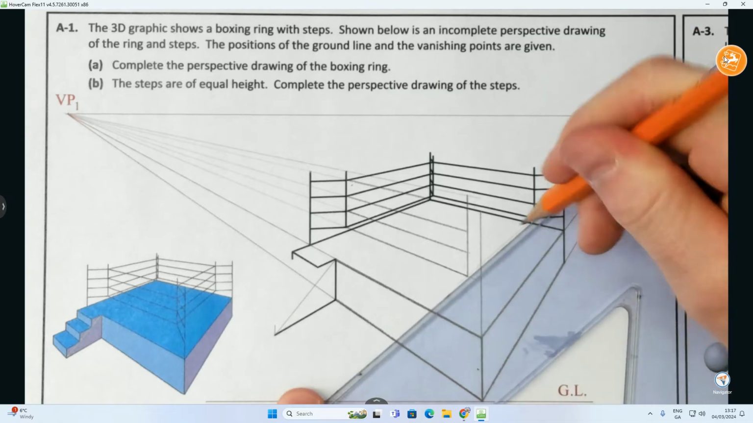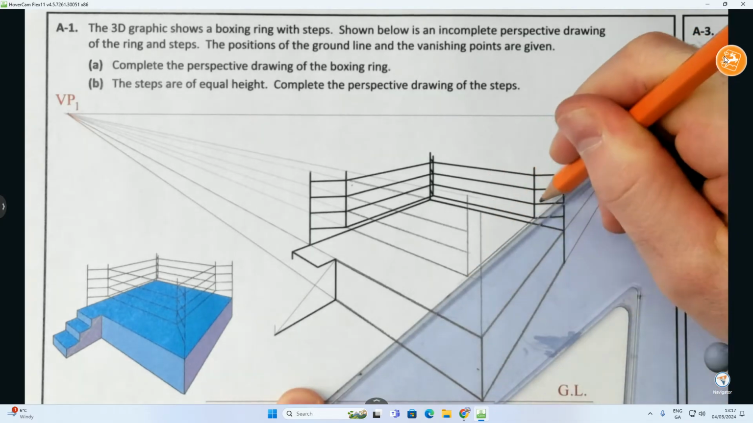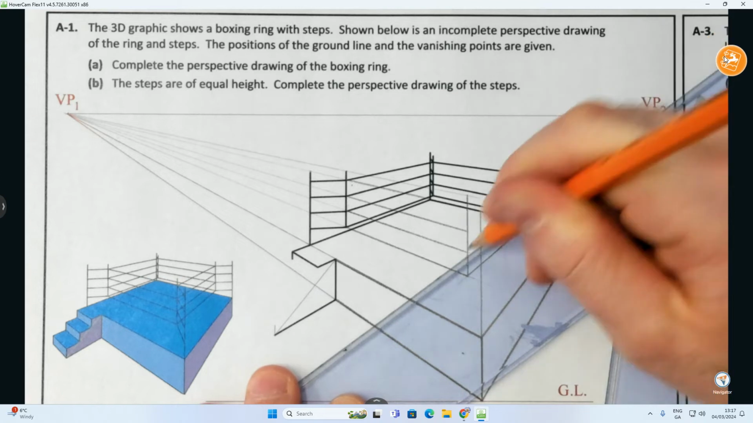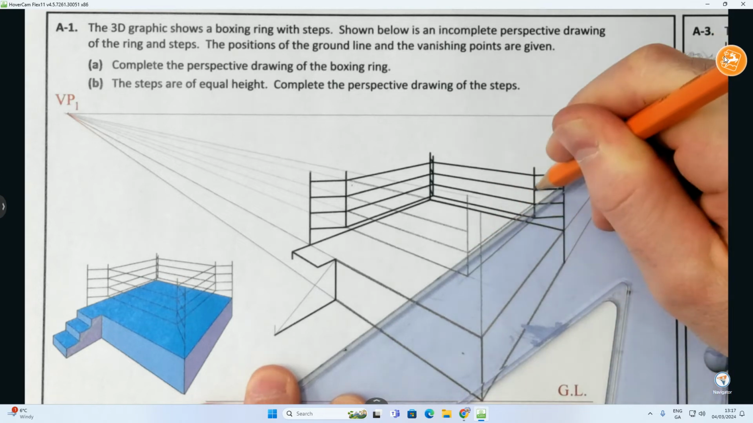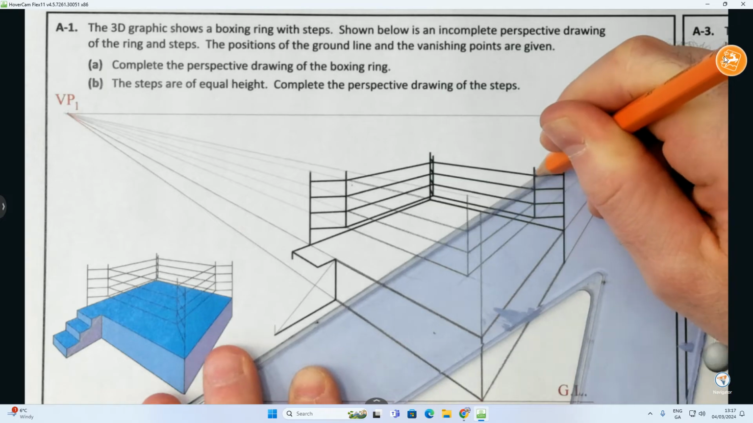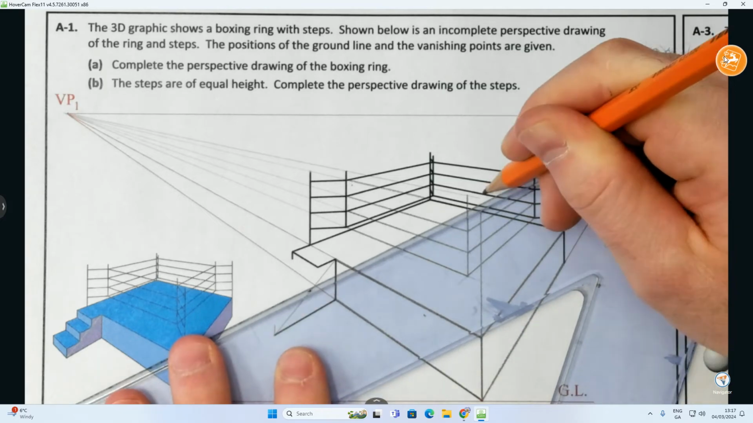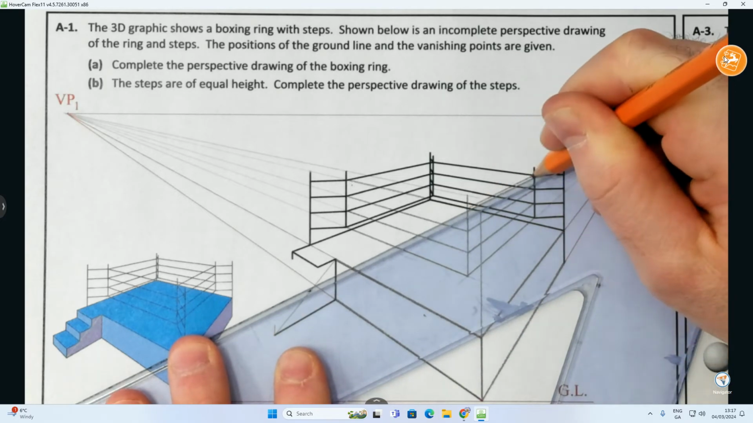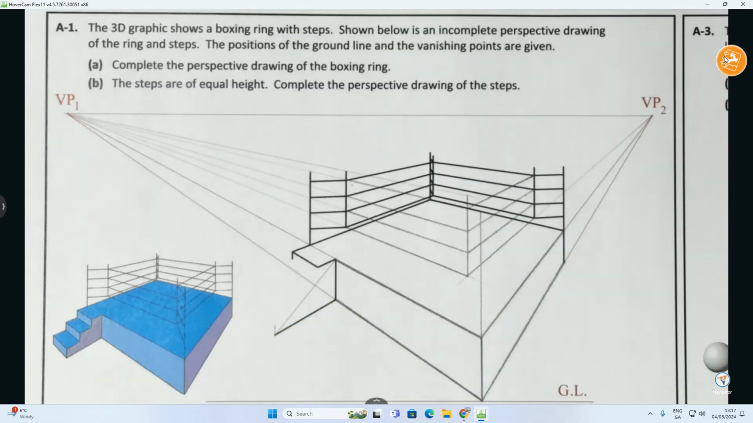up here. Really easy. The first one was already done for me. This point here will connect to that one. Heavy them in. No need to vanish it fully back. And this one will connect to here. Yep. Okay, there's the ropes done.